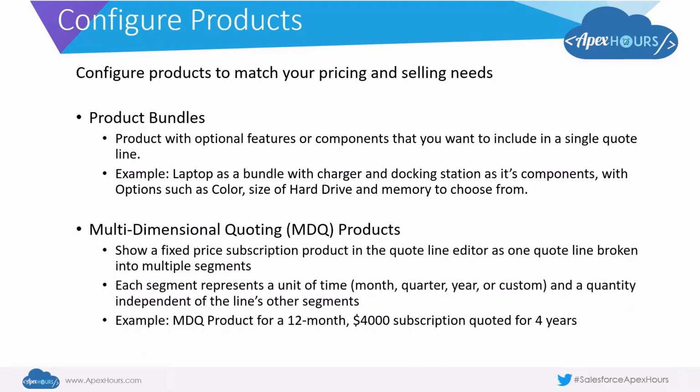The next is MDQ products, or the multi-dimensional quoting products. So you can show a fixed price subscription product in a quote line editor as one quote line broken into segments. Each segment represents a unit of time, like a quarter, month, year, or a custom time frame, for instance, and has pricing and a quantity independent of the line's other segments. We call these products MDQ products or multidimensional quoting products. They are useful if you want your sales reps to have detailed control over pricing specific units of time within one subscription.